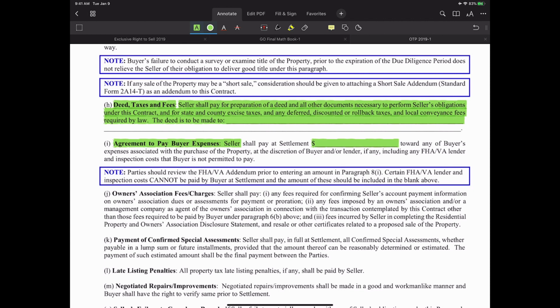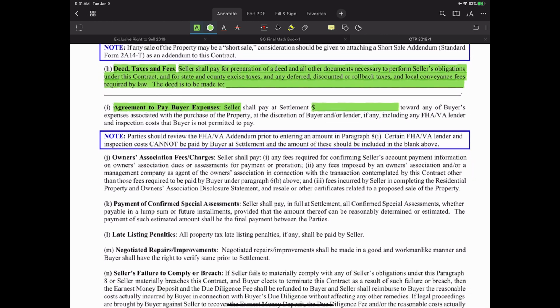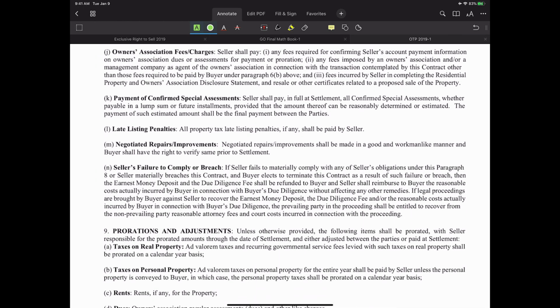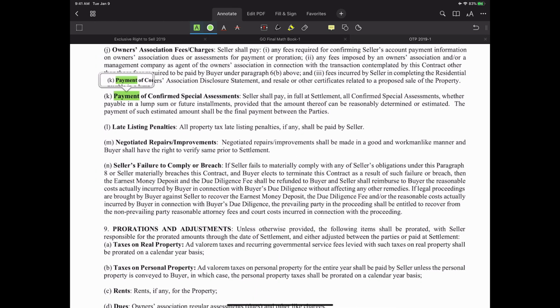I'm going to scroll up our contract here, and I want to jump to payment of confirmed assessments, because as you just mentioned, Chris, the seller is responsible for all confirmed assessments. The buyer is responsible for any proposed, right? And if there are any repairs that the seller agreed to do, they must be done in a good and workmanlike manner. Perfect. Right. Now, Chris, will you talk about this seller's failure to comply, or if they breach?